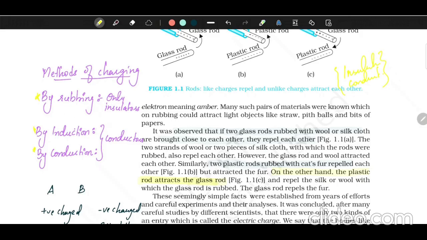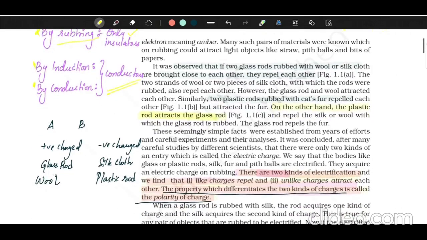So by rubbing we can charge only insulators. We can charge only insulators by rubbing. By induction and conduction we can charge conductors. So this is the main important thing that you need to understand from here. And also one more thing, let A and B be two objects, and if we rub these two objects A and B, one of the objects will be positively charged, and the other one will be negatively charged.